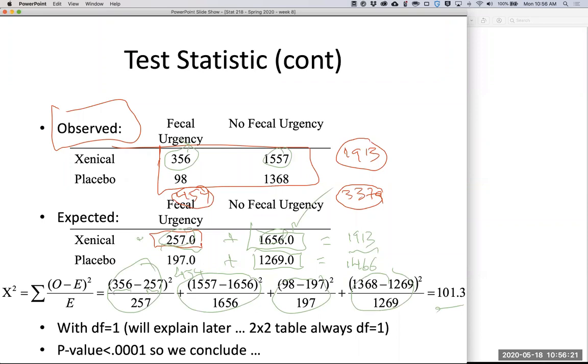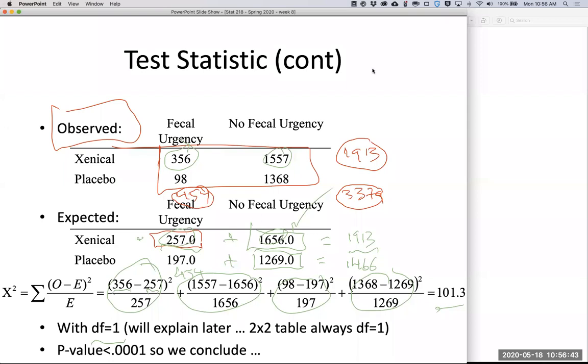And I'm just going to say, you might think that there's 1, 2, 3, 4 categories, so you might think there are 3 degrees of freedom, but no. It happens to be exactly 1 degree of freedom. We'll explain later why. But with 1 degree of freedom, we need to find our chi-square based p-value.